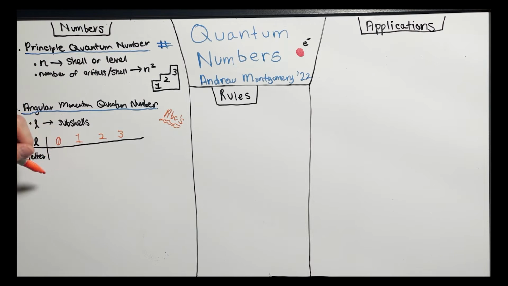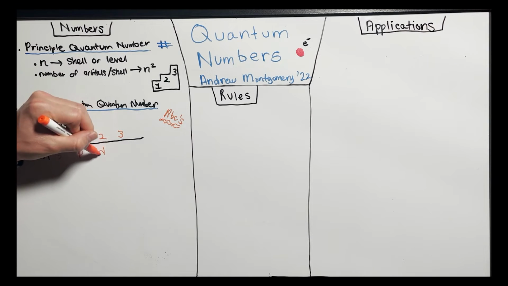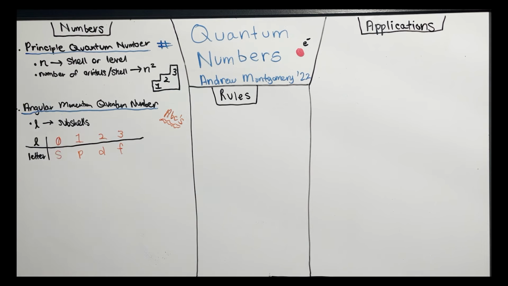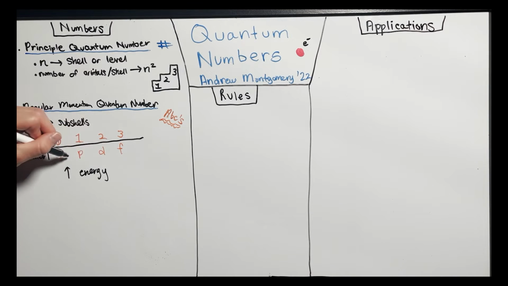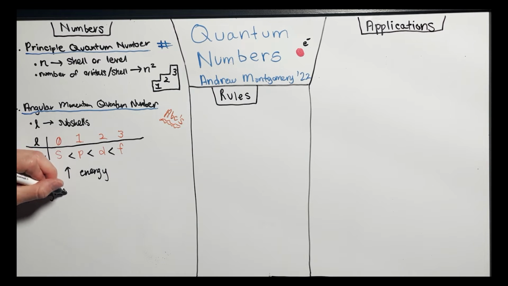As you can see here, each number of L is represented by a different letter. For the numbers 0 to 3, which is all we'll deal with for this video, those letters are S, P, D, and F. And it turns out they are of increasing amounts of energy. Each of these different subshells also has a different shape, which isn't important and will be discussed in general chemistry, but is outside the scope of this video.